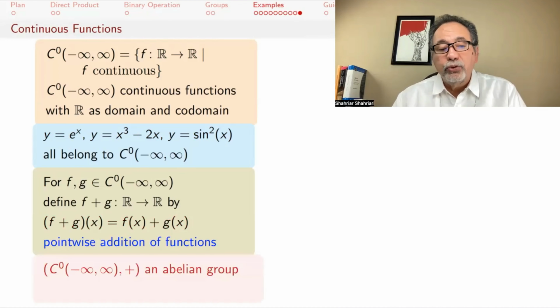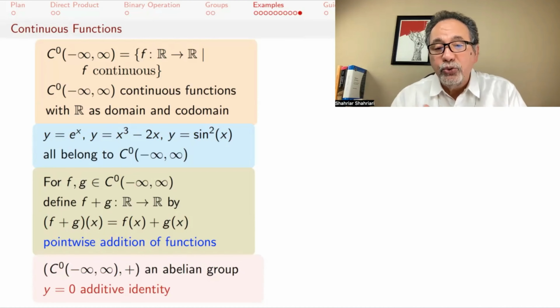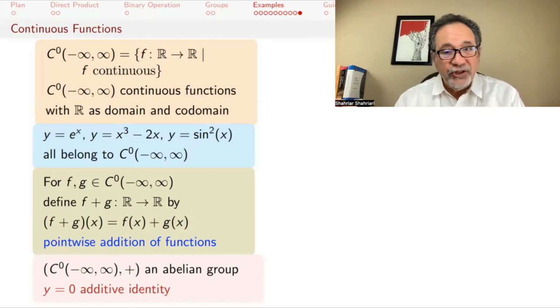And this is an abelian group. It's closed. If you add two continuous functions, you get another continuous function. It's associative, and it has an identity. The x-axis, y equals 0, that's a continuous function. And if you add that to any of these other functions, nothing happens.